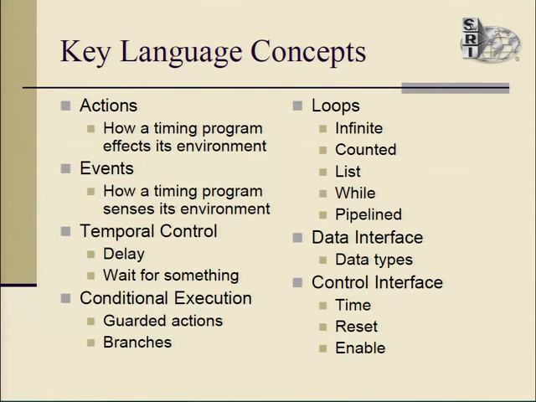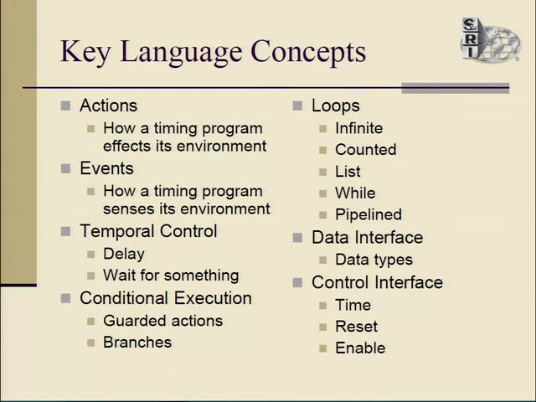So everything I've said so far is pretty abstract. I'm going to spend a few slides here talking about what the language looks like, what it can do, what some of the key concepts are. I'm afraid I'm going to have to go fast because we don't have a lot of time. This is an overview of some of the key things we're going to talk about. Actions. These are how a timing program affects its environment. These are outputs from the module that you would use to coordinate other behaviors. Events are ways that information is brought into the timing module, things that it can detect, wait for, or react to.